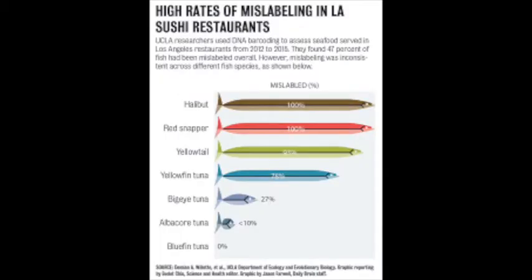Fish mislabeling is a big problem in California, both in restaurants and in grocery stores and markets. Here's an example of the high rates of mislabeling in Los Angeles sushi restaurants. In this activity, you will serve as a regulator testing and validating fish from local restaurants to determine whether or not it is properly labeled.